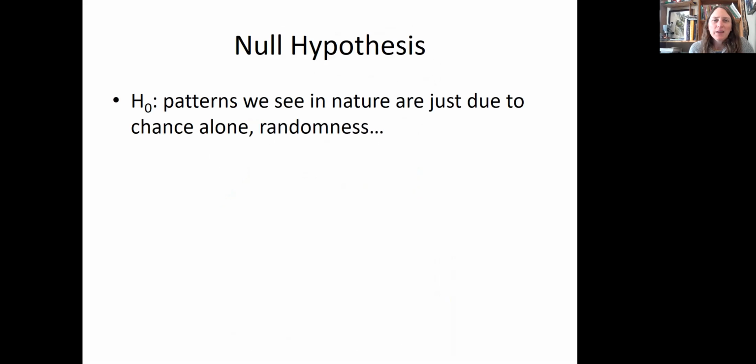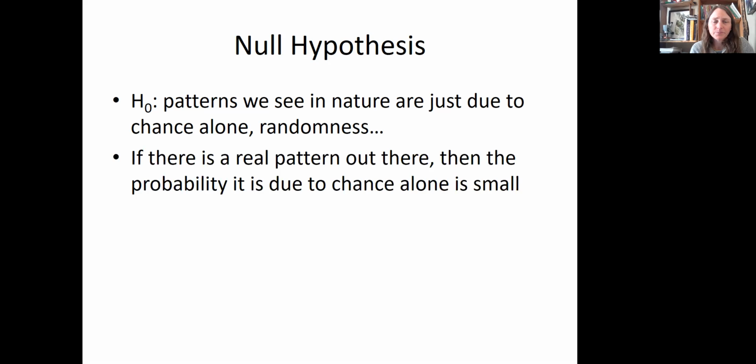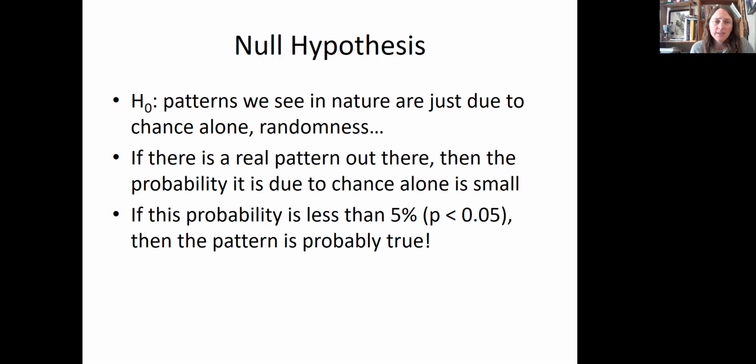All right, so your null hypothesis, back to that. We use the H sub 0 or H naught to denote when we're writing out a null hypothesis. And for a lot of these statistical tests, the null hypothesis is that the pattern we see in nature is due just to chance alone or randomness. If there's a real pattern out there, then the probability that what we see is due to chance alone is probably very small. And so that's the conceptual thinking behind null hypotheses and hypothesis testing.